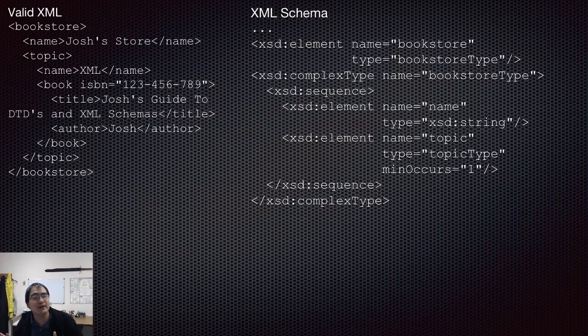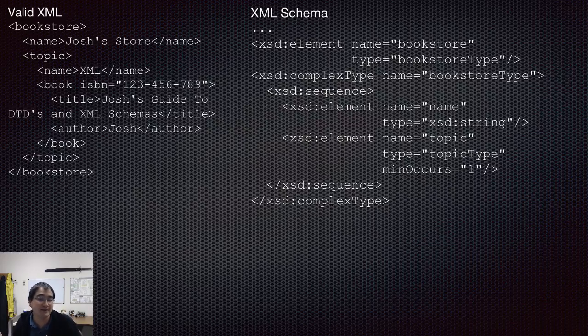Okay. So next thing we do is we say, okay, we have this complex type called bookstore type. What's allowed within a bookstore type? Well, it needs to have an element called name. And what is the type of the content within name? Well, it has to be a string. The XSD is basically XML schema. And then after the name, you need to have an element called topic. Now, what is the type of topic? Well, it's too complex.